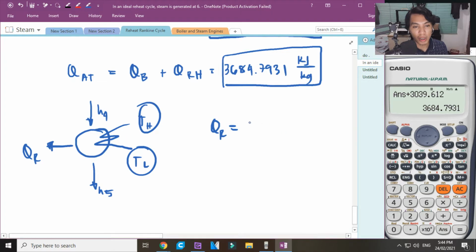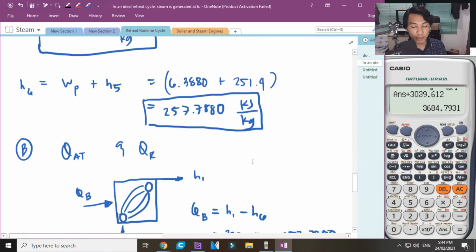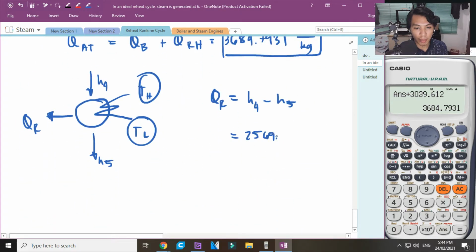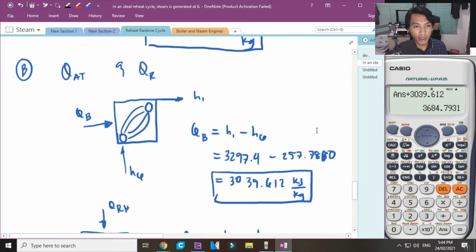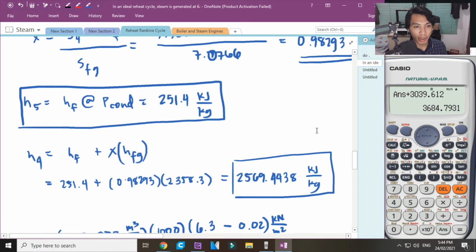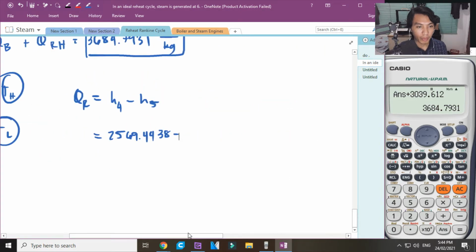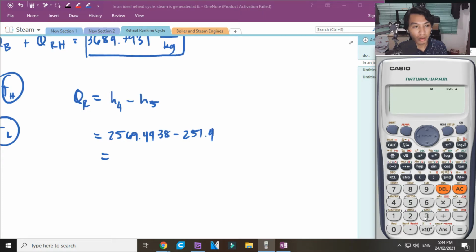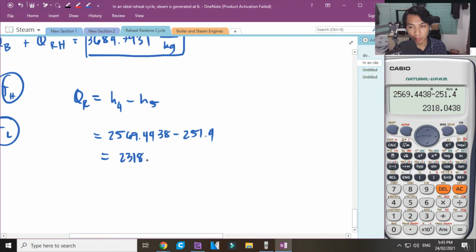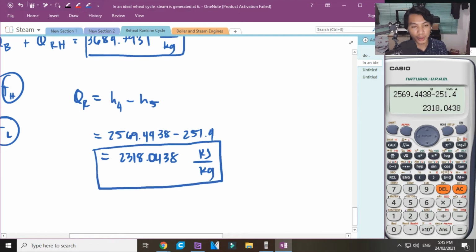For QR, everything that goes out minus what goes in, so H4 minus H5. What is our H4? 2569.4438 minus H5. H5 is 251.4, if I'm not mistaken. Yes, 251.4. Equal to. Let's delete. That is 2569.4438 minus 251.4, which is 2318.0438 kilojoules per kilogram.